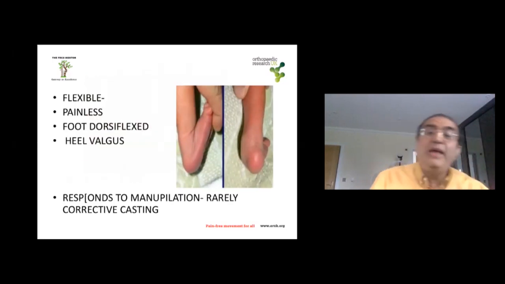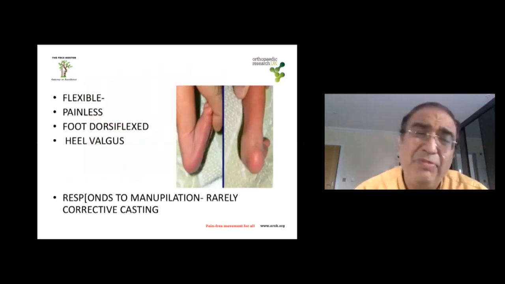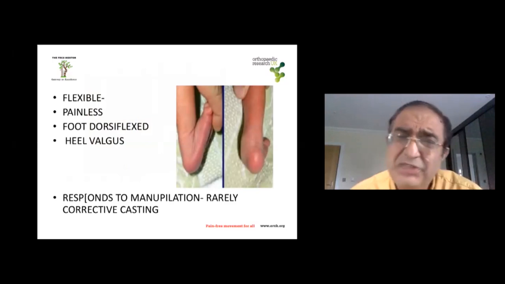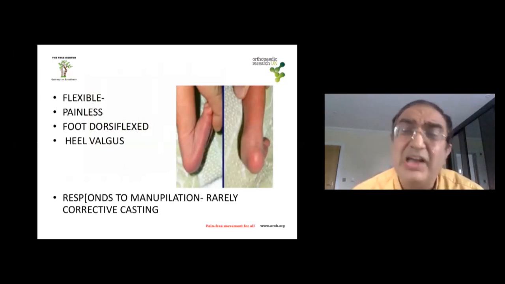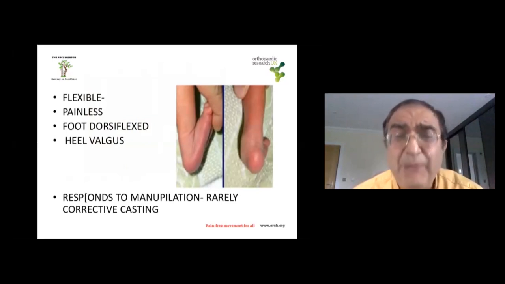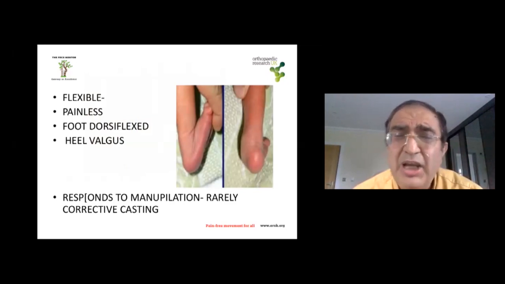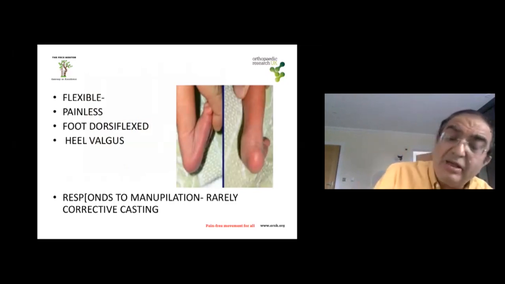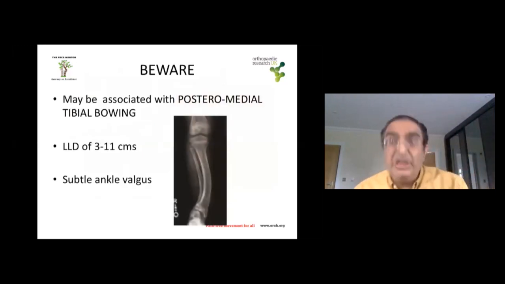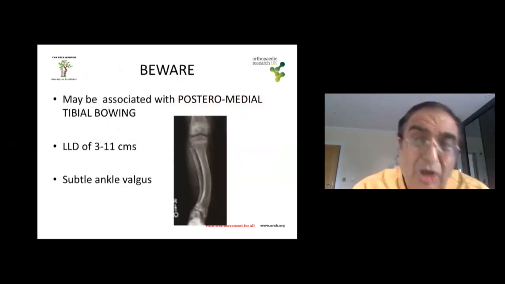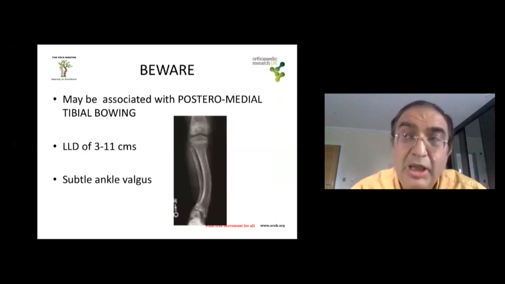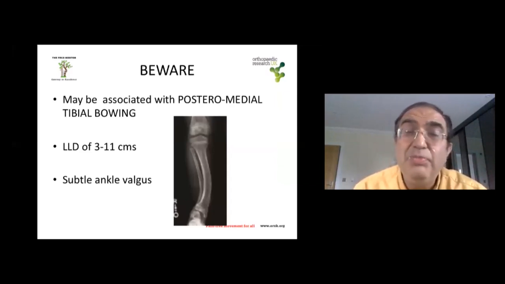In this, it's a flexible type of flat foot. In other words, both the dorsiflexion as well as the heel valgus are correctable. So the heel is completely dorsiflexed here, but it is correctable. You can plantar flex the foot. Generally, all it needs is gentle manipulation, and the majority of these will correct by the age of 9 months. However, beware, if you have a calcaneovalgus foot with this deformity in the leg called posterior medial tibial bowing, then the posterior medial tibial bowing may result in a limb length discrepancy at maturity.